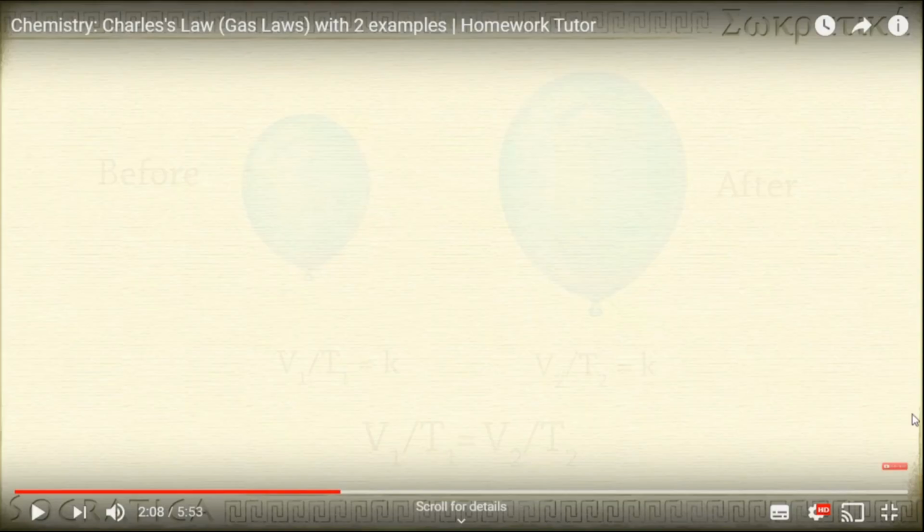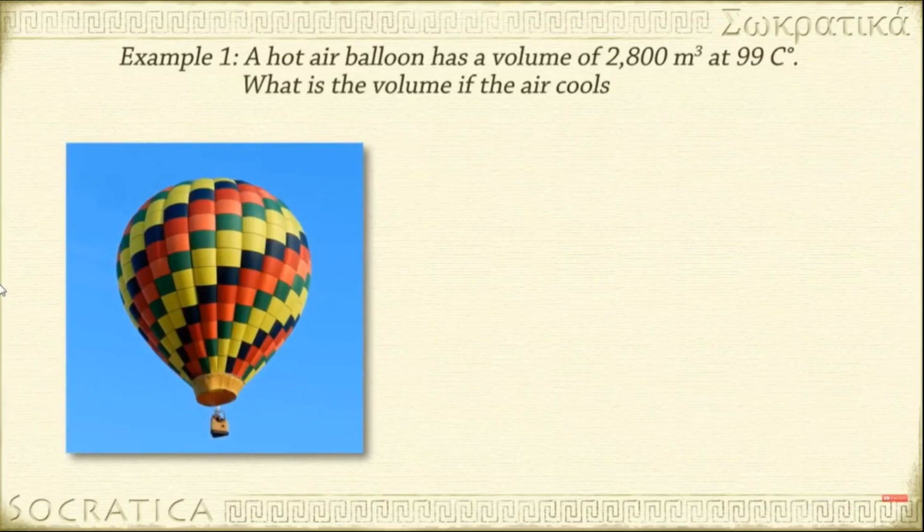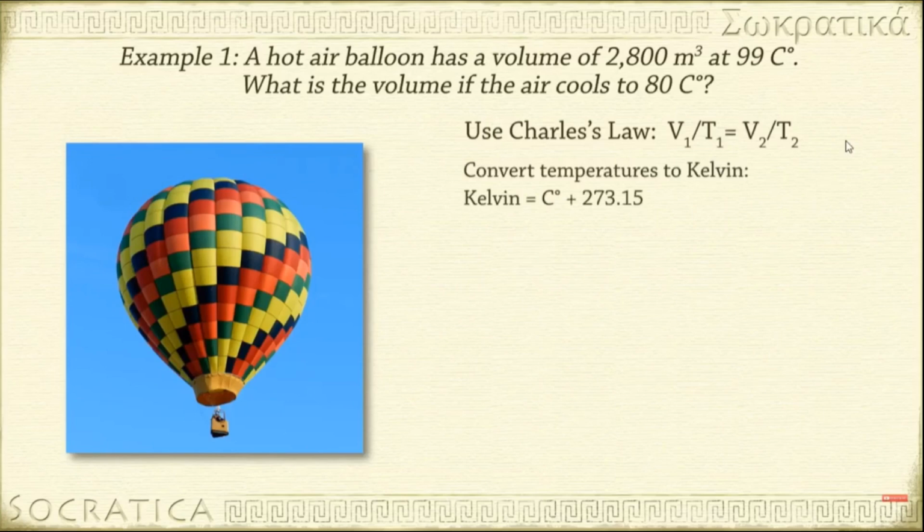So now we will look at a couple of examples of calculating with Charles' law. A hot air balloon has a volume of 2,800 meters cubed at 99 degrees Celsius. What is the volume if the air cools to 80 degrees Celsius? We'll write Charles' law in the before and after form. V1 over T1 equals V2 over T2. We substitute in what we know. Remember, we have to convert temperatures to Kelvin. Kelvin equals degrees Celsius plus 273.15. So now T1 equals 372.15 Kelvin, and T2 equals 353.15 Kelvin.